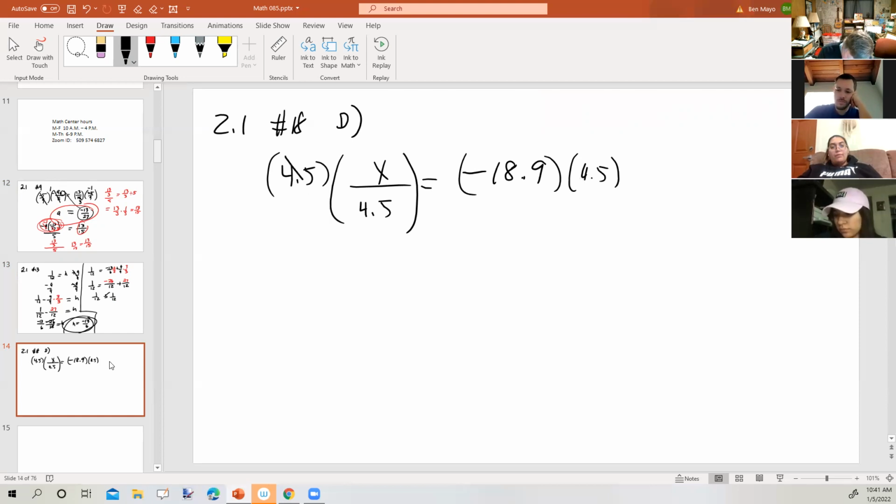On the left side, the 4.5 in the numerator and the denominator simplify down to 1/1, and 1 times x is x. On the right side, I've got negative 18.9 times 4.5. I'm thinking it's calculator time. So I'm going to go negative 18.9 times 4.5. And I get negative 85.05. Does anybody want me to go through the multiplication without the calculator as to how I get that? Anybody? Nope. Okay.